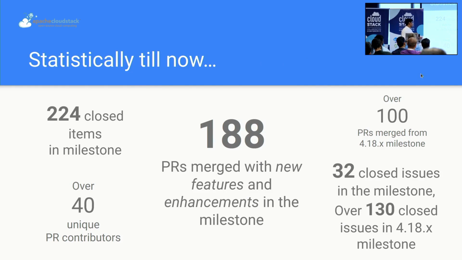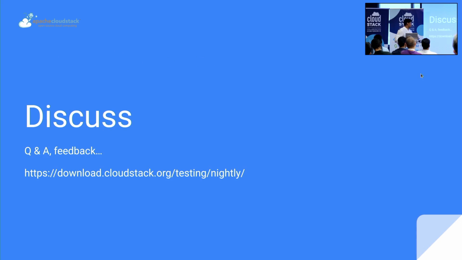Then statistically, Rohit already talked about it, we are doing almost 100 PRs per month. So we have merged 188 PRs for the 4.19 milestone. We have closed 224 items. And interestingly, during this time, there have been 40 unique PR contributors contributing code to CloudStack. So yeah, interesting times. That's mostly it from my side.